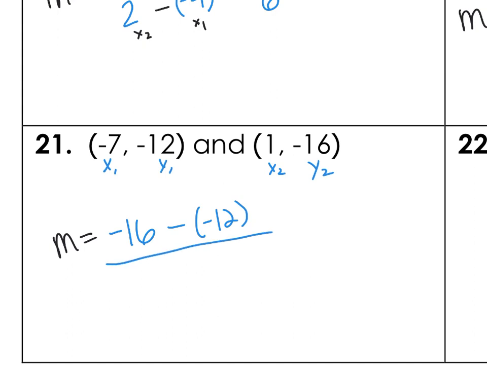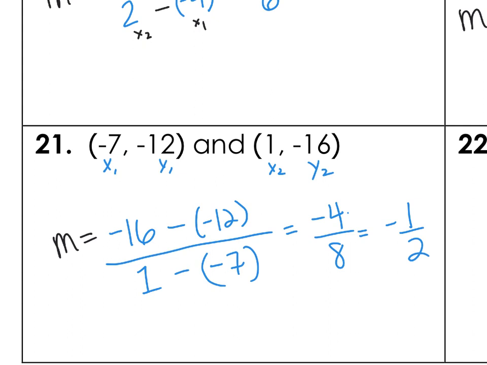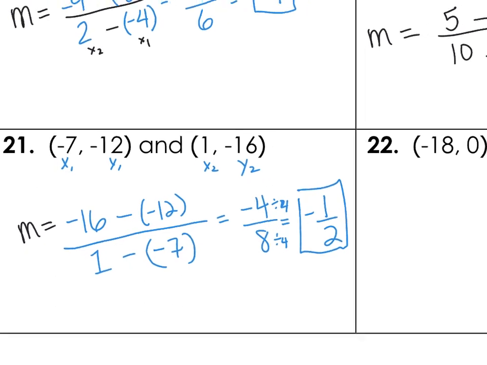So Y2 minus Y1 is negative 16 minus negative 12. X2 is 1. X1 is negative 7. Okay? That is going to be negative 4. 1 minus negative 7 is 8. So that's going to be negative 1/2. Because I can divide both of these by 4. Negative 1/2. Boom. I'm starting to do these like really fast.